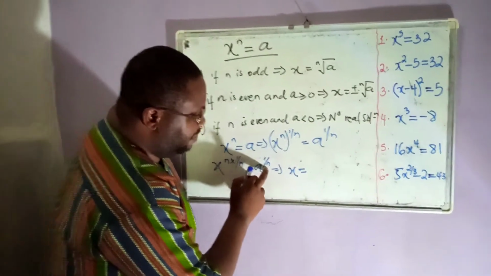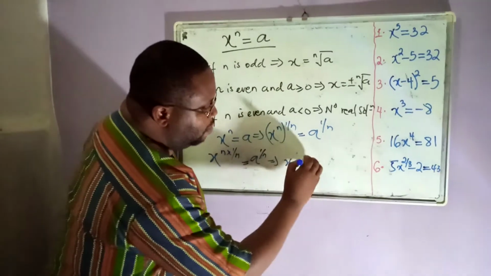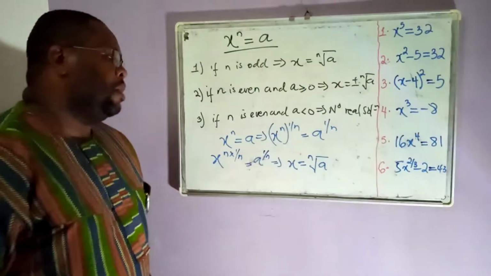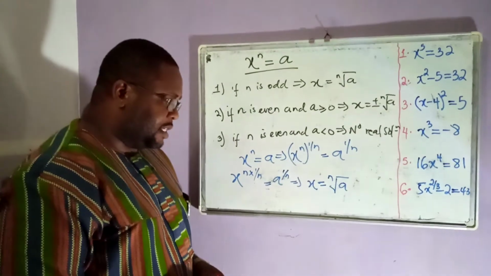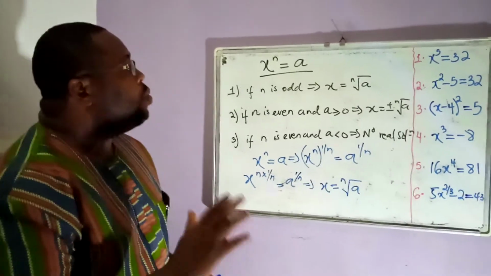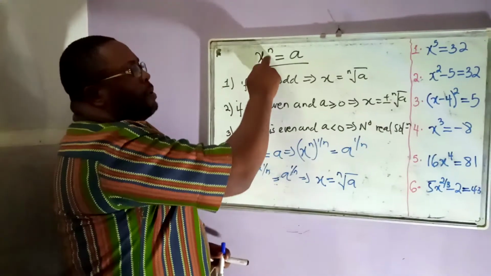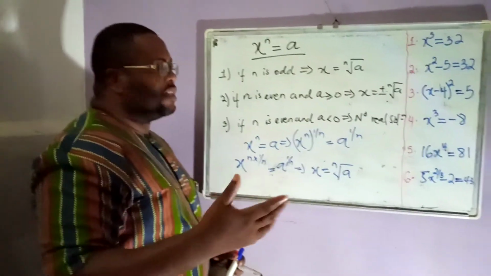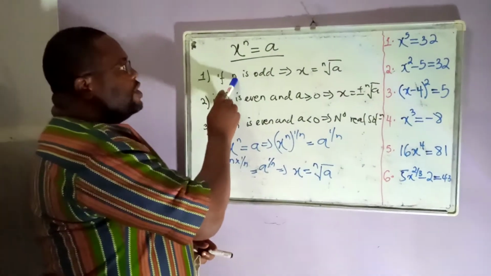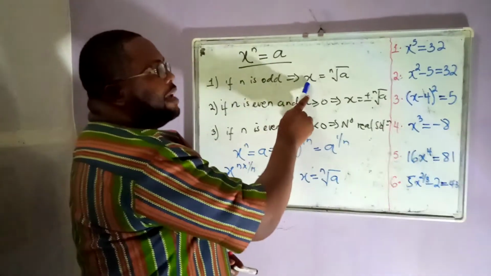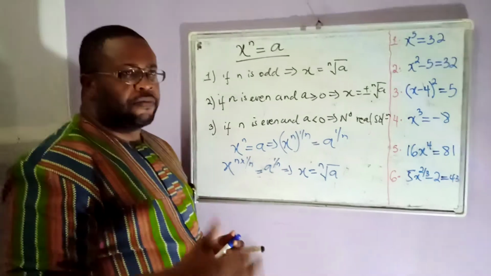A to the 1 over n is simply equal to the nth root of a. And that follows from the laws of indices. So whenever you have an equation like this, x to the power n is equal to a, you have 4 possibilities, 4 cases. Number 1, if n, which is the power, is odd, then our solution simply becomes that x is equal to the nth root of a.